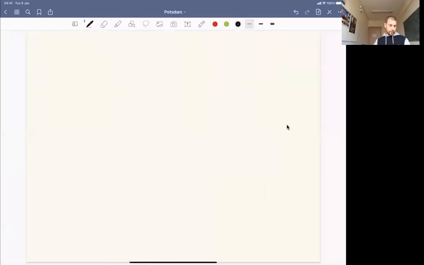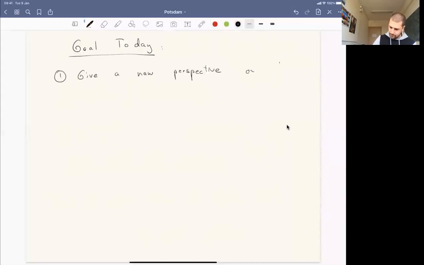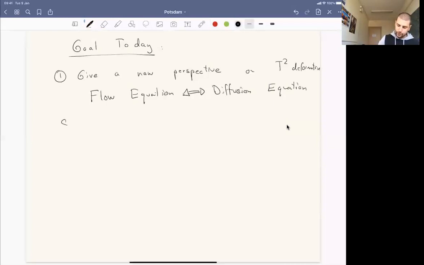Okay. So my goal for today is the following. I'm going to be doing really two things. The first is that I'm going to give a new perspective on this deformation. What I'll show is that the flow equation can be recast as a diffusion-like equation, and I'll solve for the diffusion kernel.